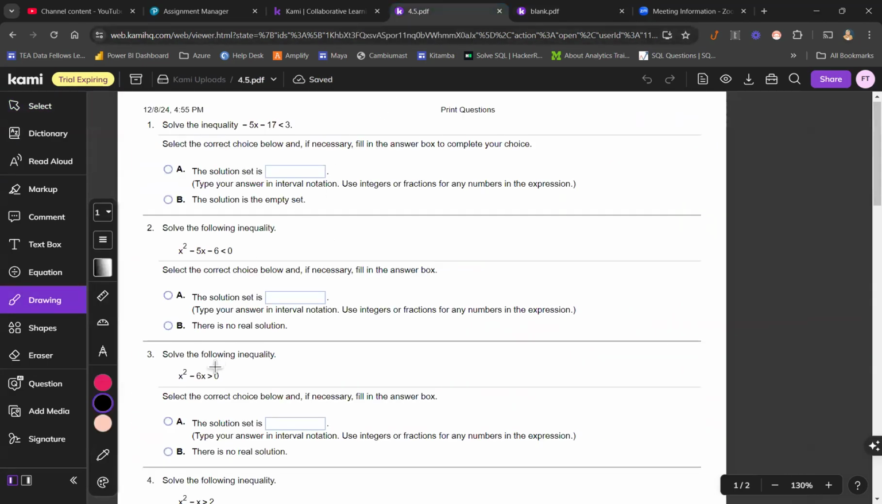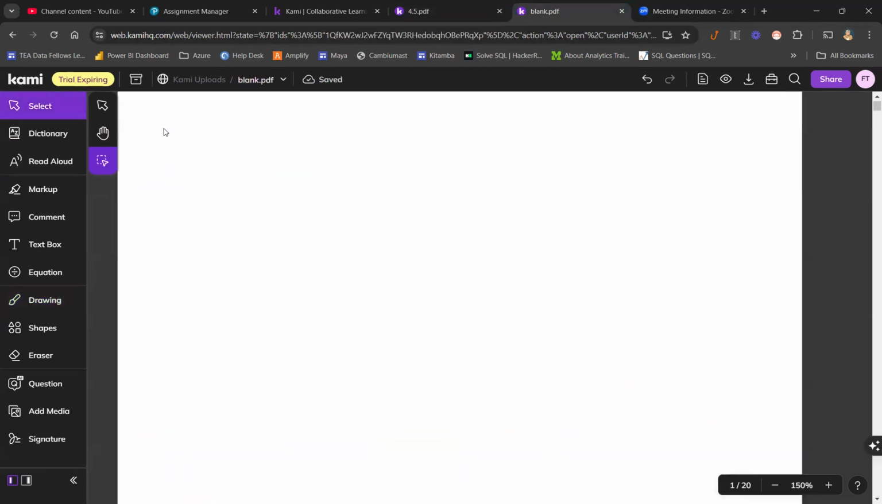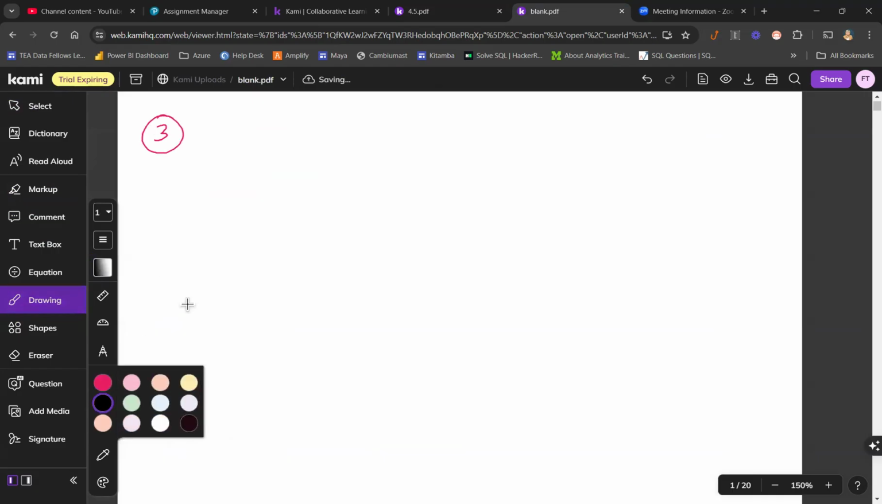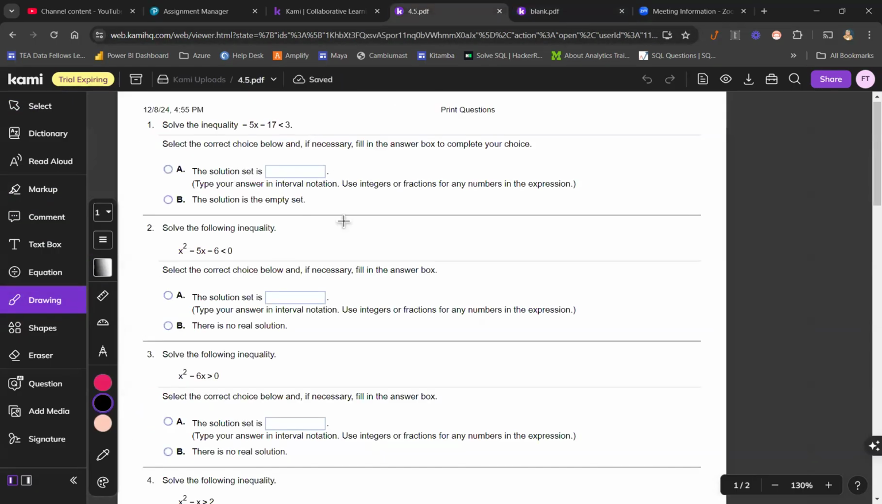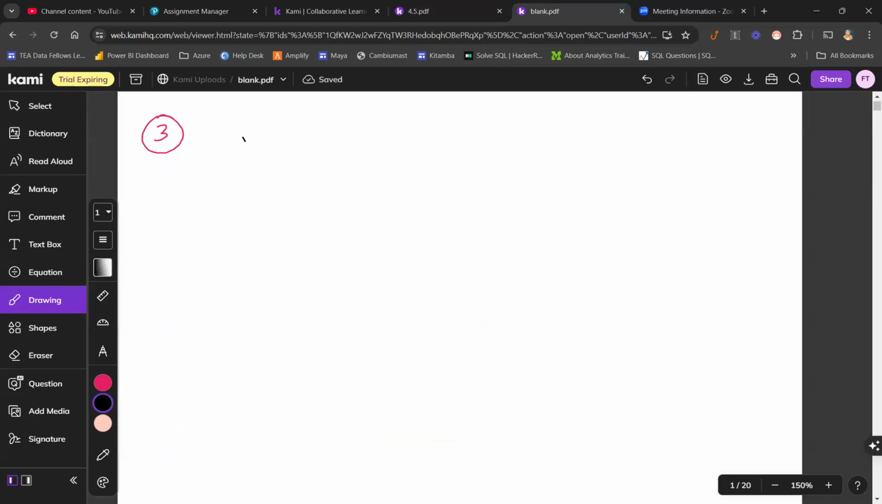And then for question 3, we have a similar polynomial function. What we are given this time is x squared minus 6x is greater than 0. Again, first we're going to find the factors. So x is a common factor: x(x minus 6) is greater than 0.